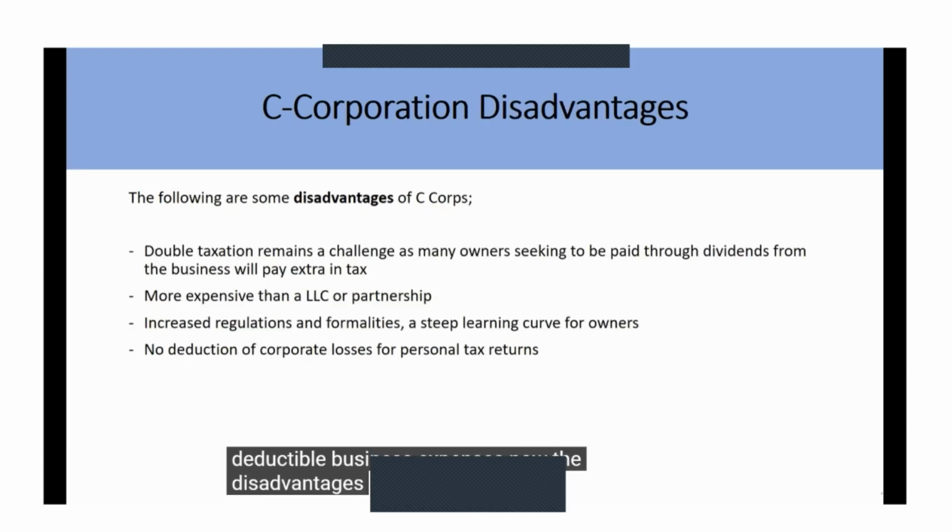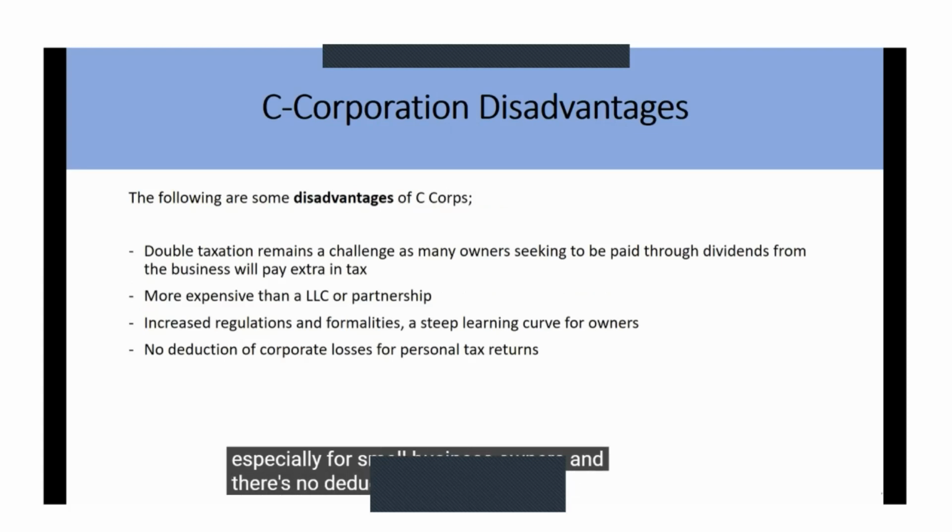Now, the disadvantages of C Corps are the double taxation. That's the big one, and that's why I really made this video, because it remains a challenge, as many owners seeking to be paid through dividends from the business will pay extra. It's also more expensive than an LLC or a partnership. There's increased regulations and formalities, and that's a steep learning curve, especially for small business owners.